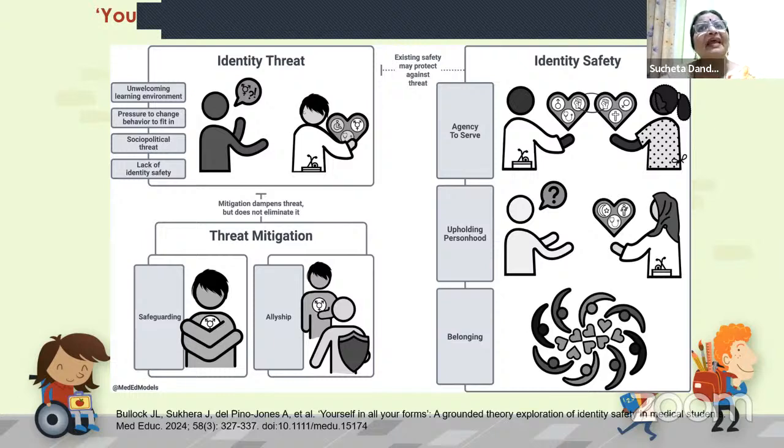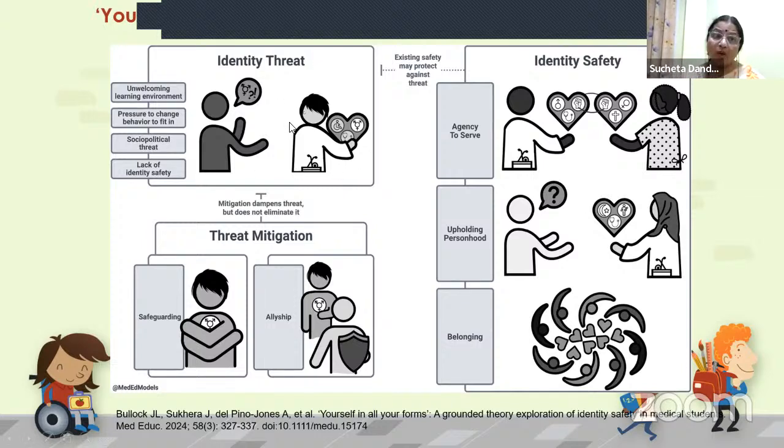How can you make threats less severe? Look at this box here to my left, where Bullock et al. talk about safeguarding the people and also starting a kind of allyship, a friendship kind of thing, where the mitigation dampens the threat, but it cannot be eliminated. You can do some hand-holding, you can make people come through, but yet there can be this identity threat.